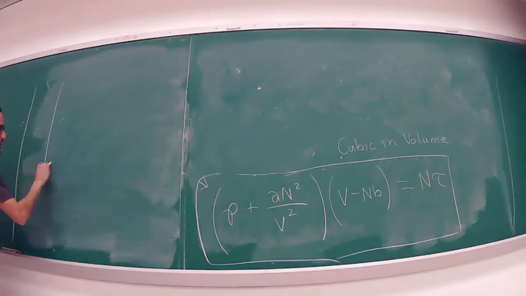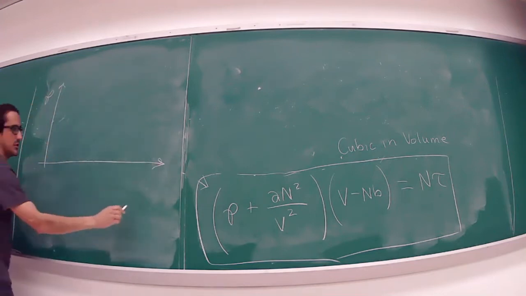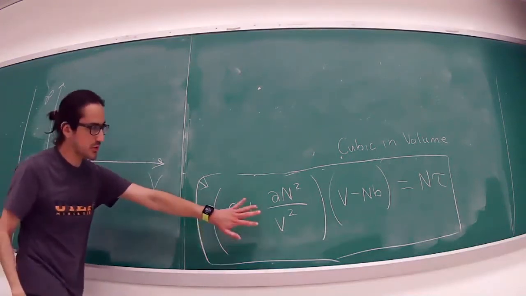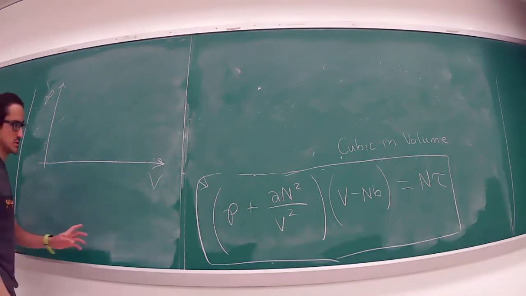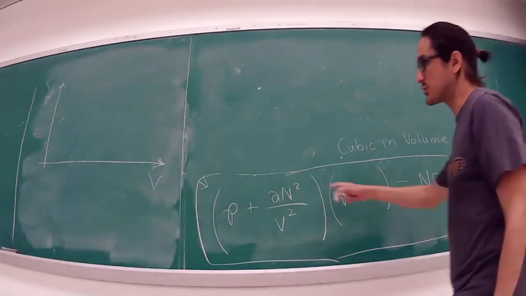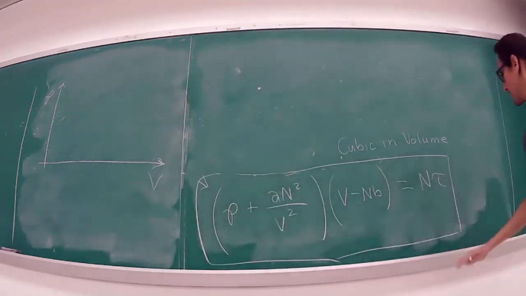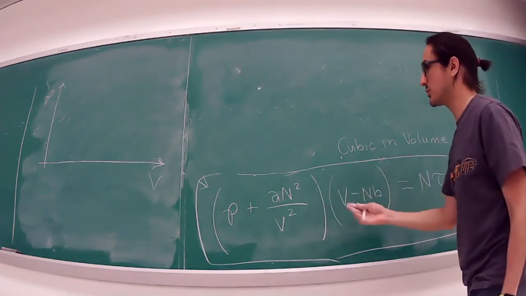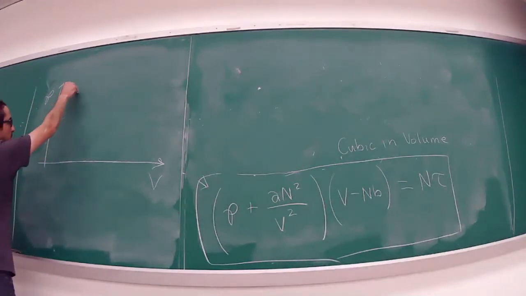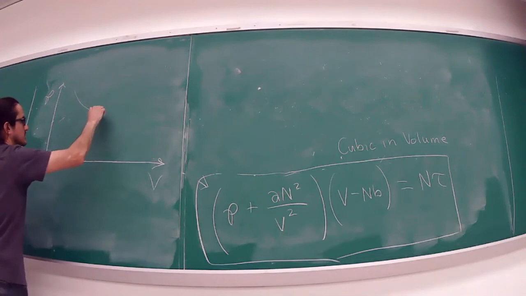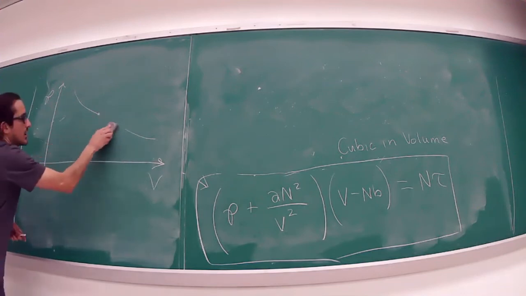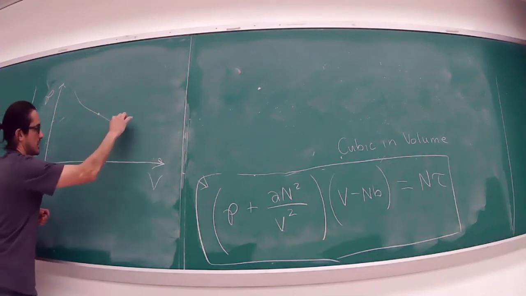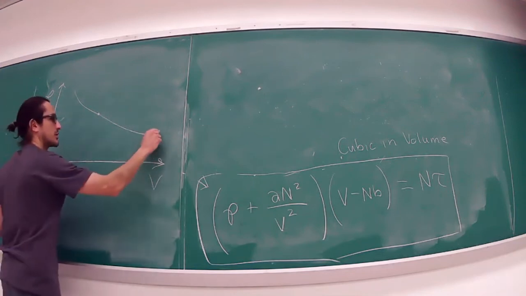So if we draw the PV diagram, and we plot this equation in here, for values, well, we can find a value of the temperature. So we're going to draw isotherms over here. We can find the value of the temperature for which this equation gives you only one root. So maybe it'll look a little bit like that. So this is going to be the critical isotherm.